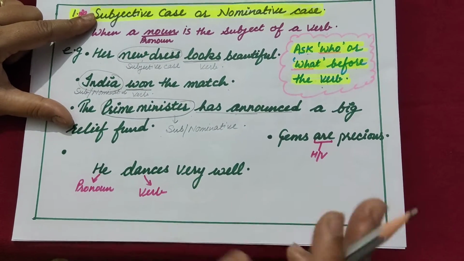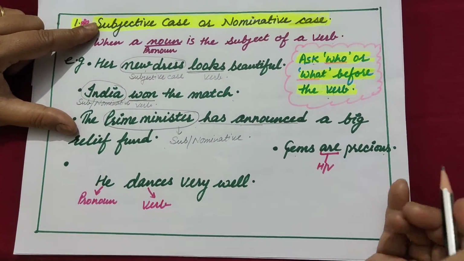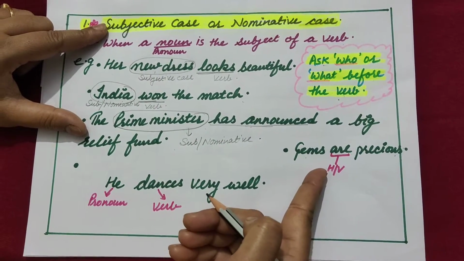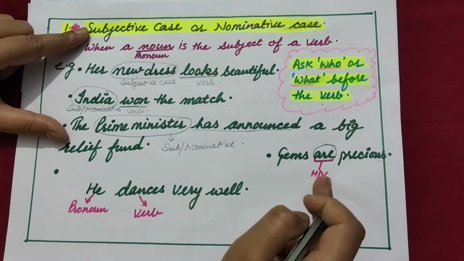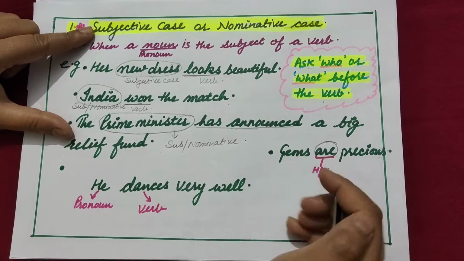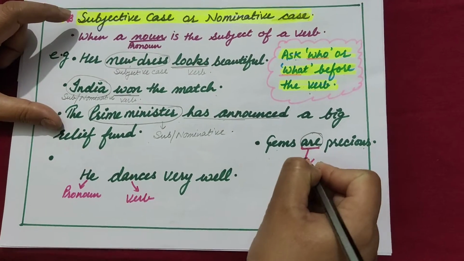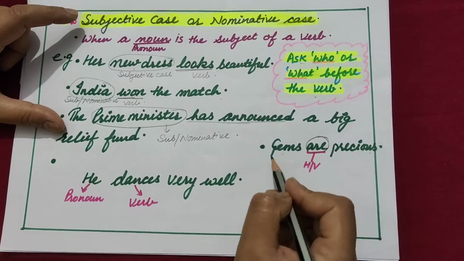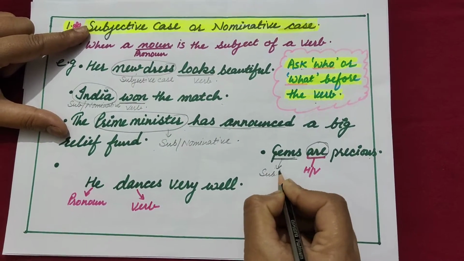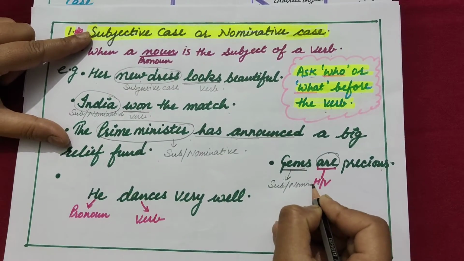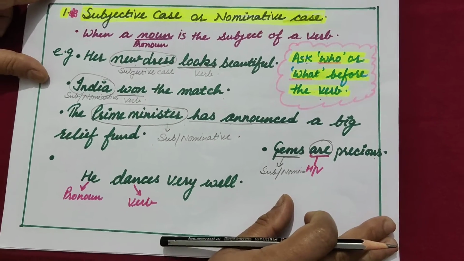Clear? Once again, gems are precious. Now, in this the main verb is not given here, but a helping verb is given. So, here also the condition is similar, that before the helping verb, because if there is no main verb in the sentence, we can use the helping verb. Gems are precious. Now, what are precious? Gems. Now, what is this? This is subjective case or nominative case. Clear? So, that's all about subjective case or nominative case.